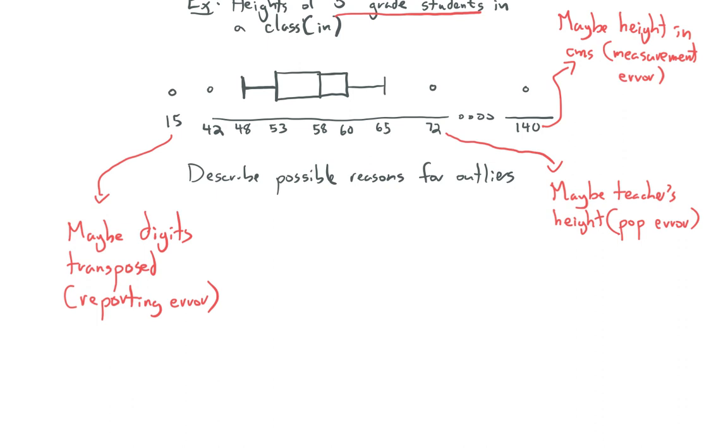And finally, 42. Well, let's say we did check if it was a measurement error, a reporting error, or a population error, and it turns out it's none of those. Maybe it is indeed just a student that's significantly shorter than the rest of the class. So maybe this is a short 5th grader. That's possible. So again, we don't have enough information to actually check these things in our study because we were just given this box plot, but we can kind of guess at some of these reasons, and we can go and check if we had access to the data. We could check if indeed these were errors, or it just turns out that they are honest-to-God extreme measurements.